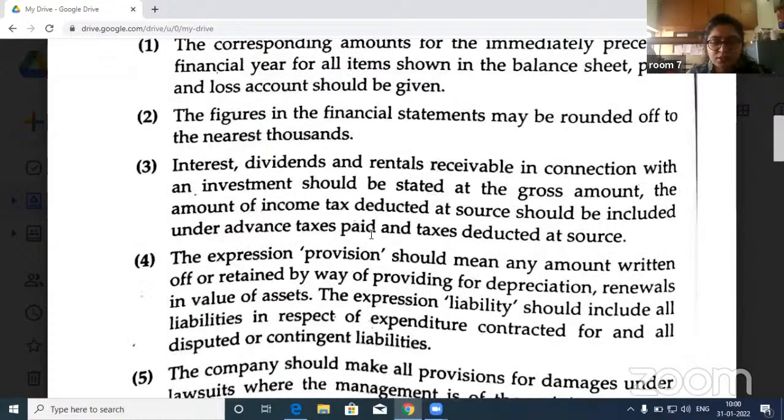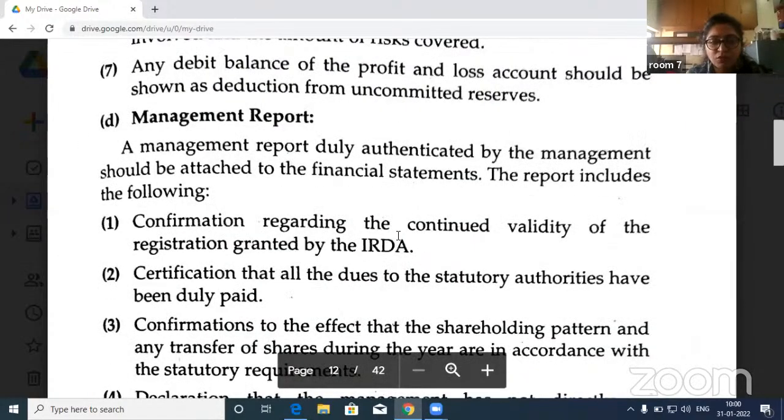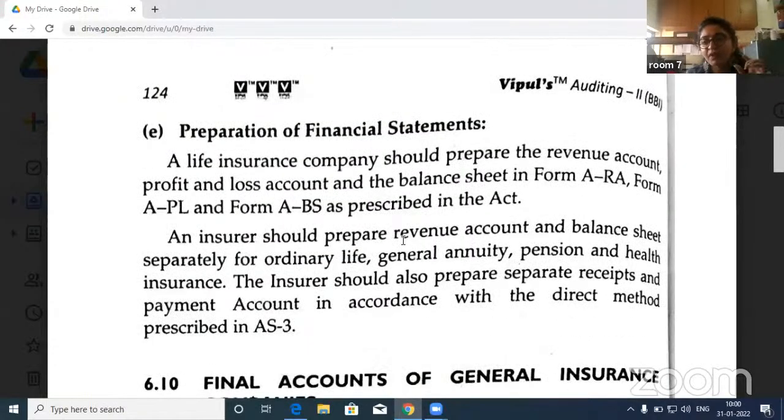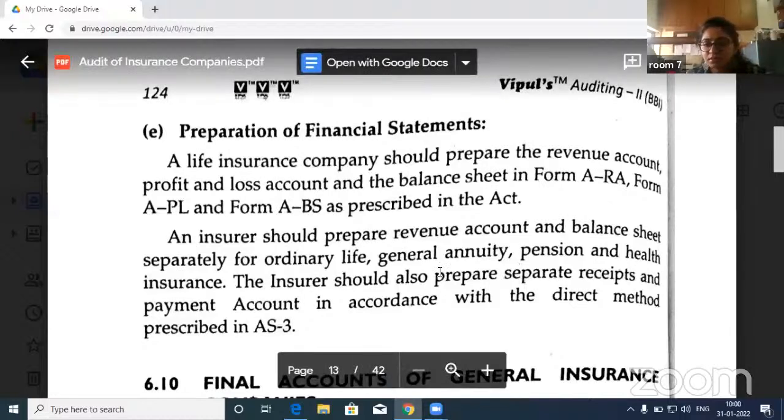General instructions, then we had the management report, preparation of final accounts. And how do you prepare financial statements? There are three different books of records that are to be made. A stands for life insurance companies, RA stands for revenue account, then PL stands for P&L account, and BS stands for balance sheet.